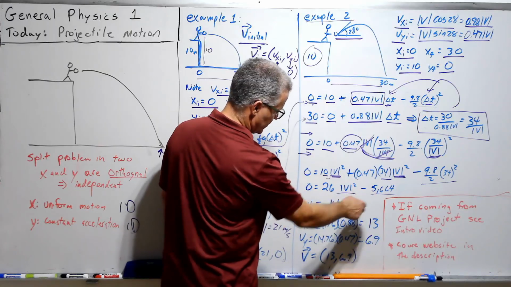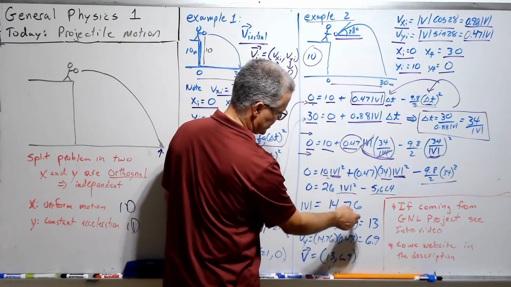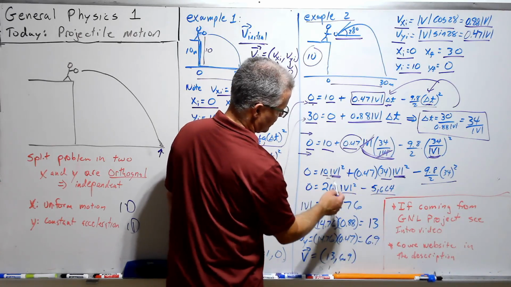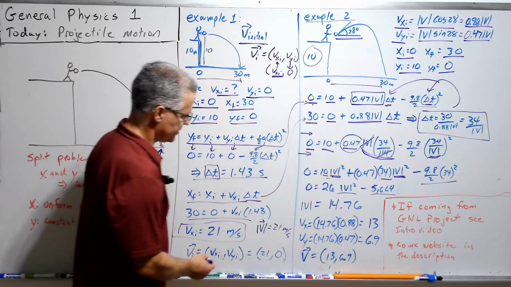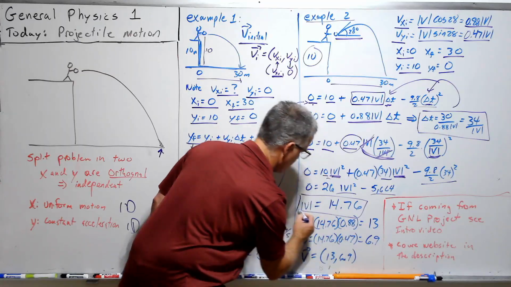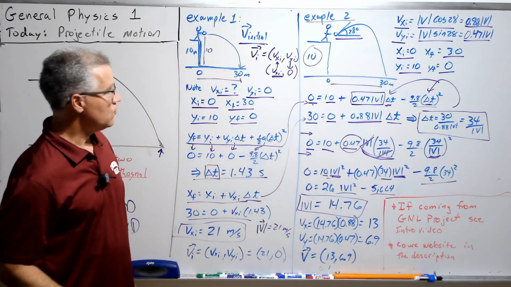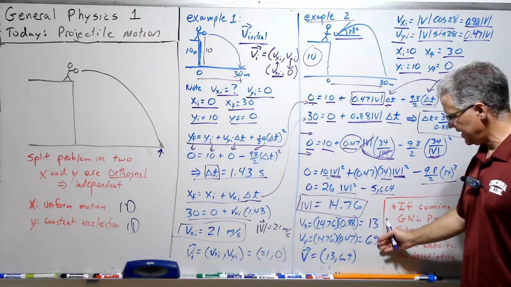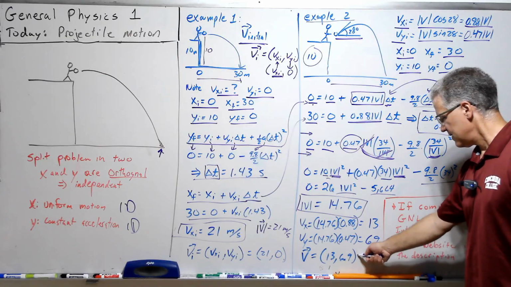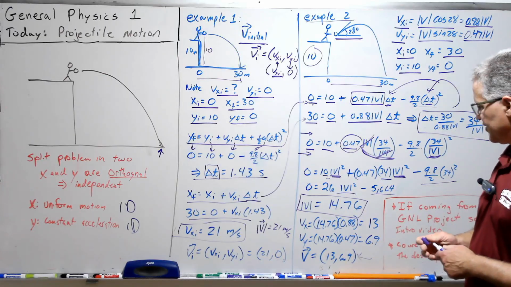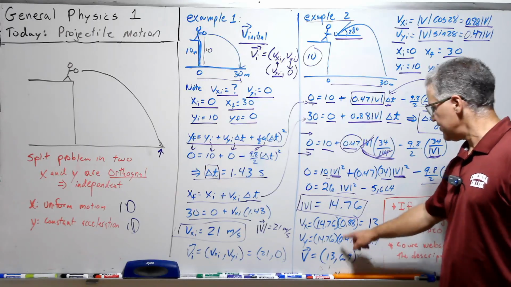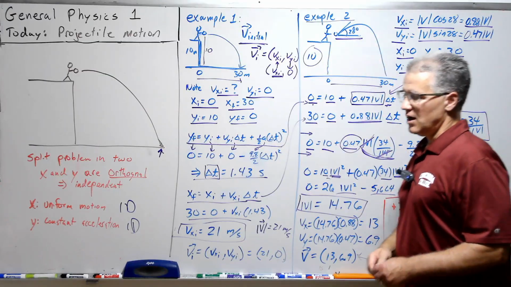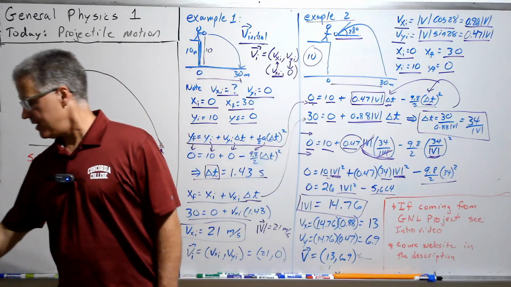So we'll bring this over here, divide by 26. So this is the square root of 5,664 divided by 26. And that gives us our total magnitude. Well, now we just use these equations and we get our components, 13 and 6.9, and that is our vector. So we know the vector components, we know the total, and we know the angle. The angle was given to us. All right, well, that's really it.